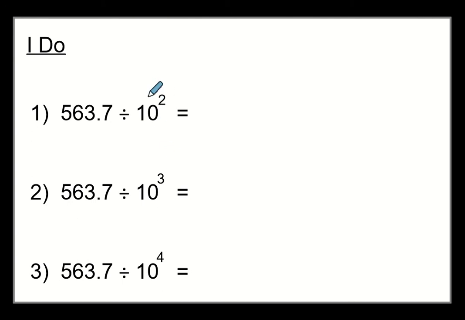And so let's start out by first noting that to determine what 10 to the second power is, we need to rewrite that, or we can anyways, as 10 times 10. And so 10 times 10 equals 100. And so I have 563 and 7/10 divided by 100.